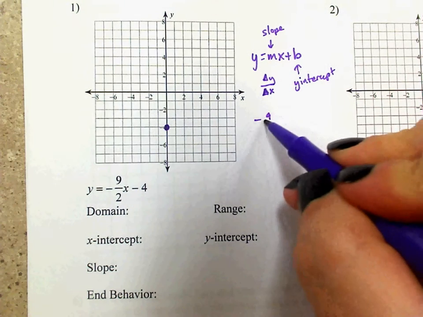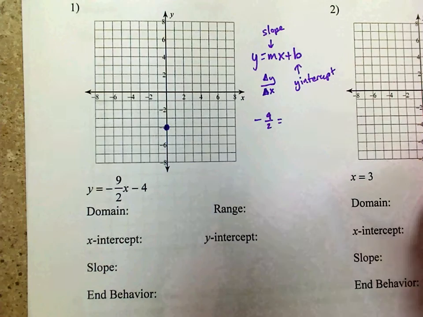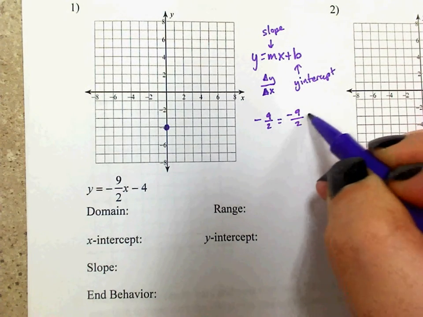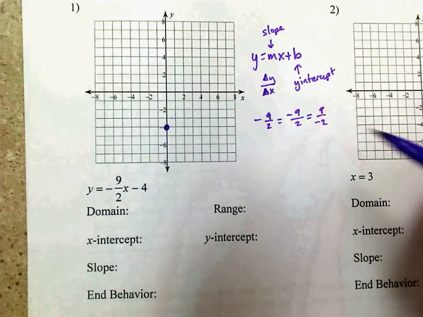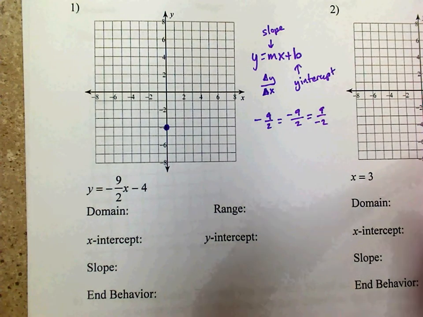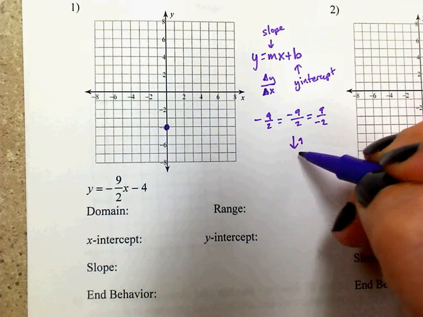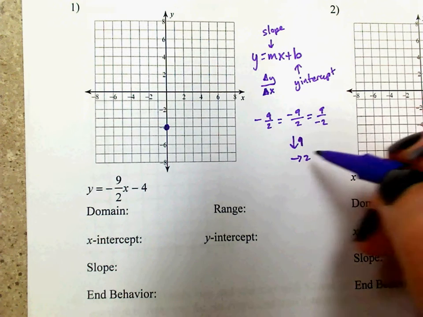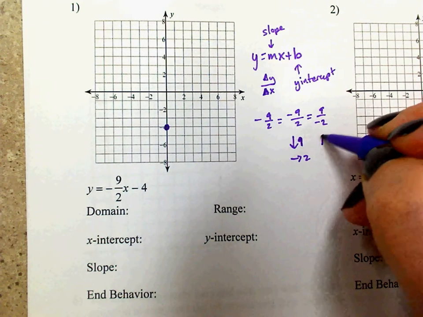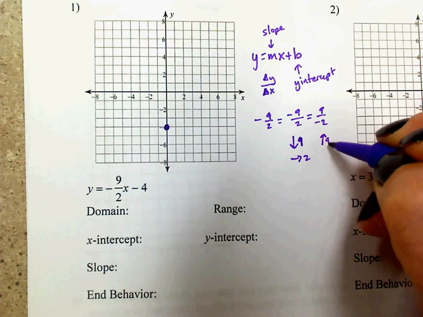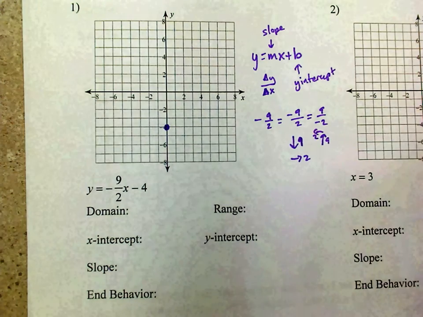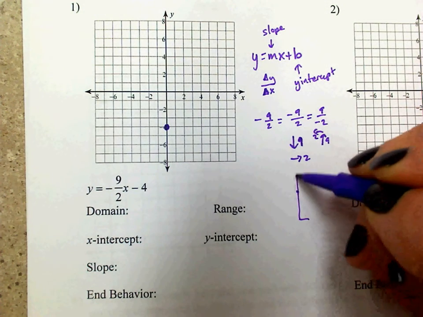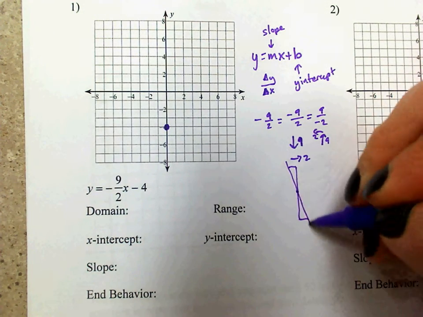Negative 9 halves is the same thing as saying negative 9 over 2 or 9 over negative 2. Kind of depends on which one helps you better. In this case, you go down 9 and over 2. Remember, rise over run, so up and down on top and left and right on bottom. This means go up 9 and to the left 2 after that. And if you think about from a specific point, going down 9 and over 2 is the same thing as going up 9 and to the left 2. They put you on the same line.